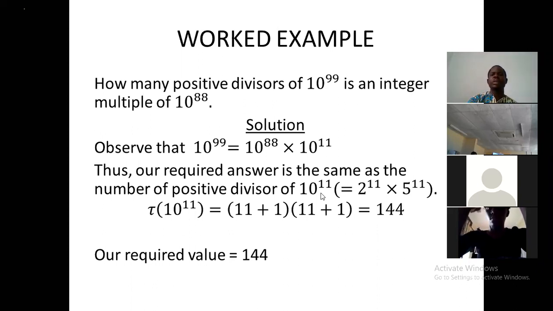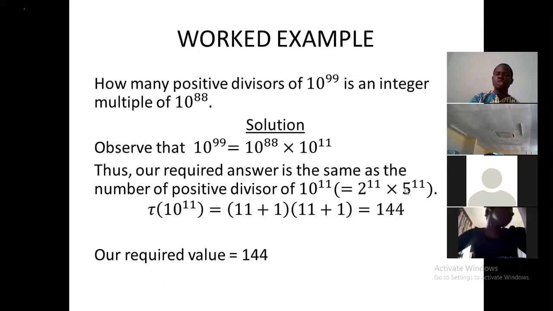Now, 10^11 is 2^11 times 5^11, because we said before, to find the tau of a number, you must express it in its prime decomposed form. So 10^11 is the same thing as, of course, 10 is 2 times 5. This is again laws of indices. It's not difficult to see that 10^11 is equal to 2^11 times 5^11.